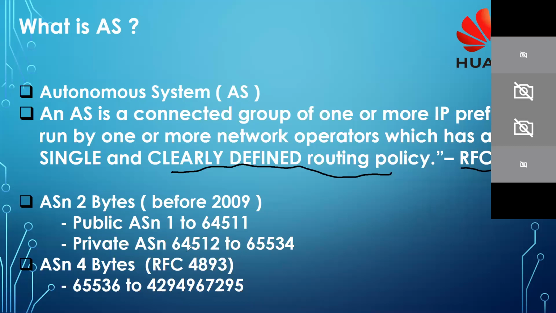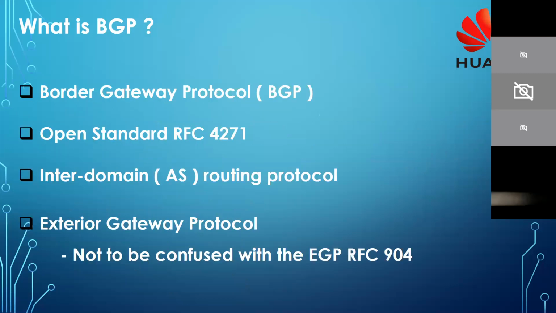How do you apply for an AS number? It's like IP addresses. You go to the IANA, and you ask for an AS number. But the procedure is more complicated than for an IP address. They have a policy for attributing AS numbers, so you can refer to the IANA site for more information.